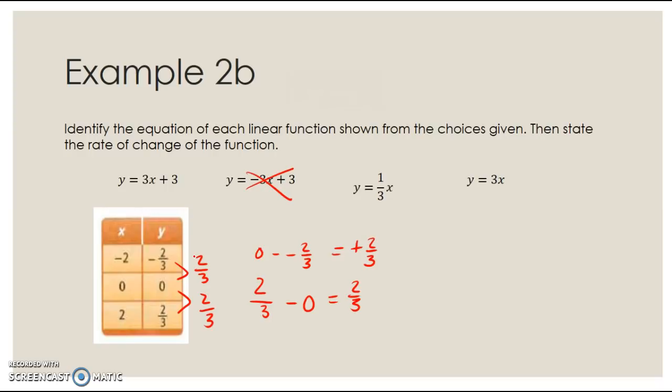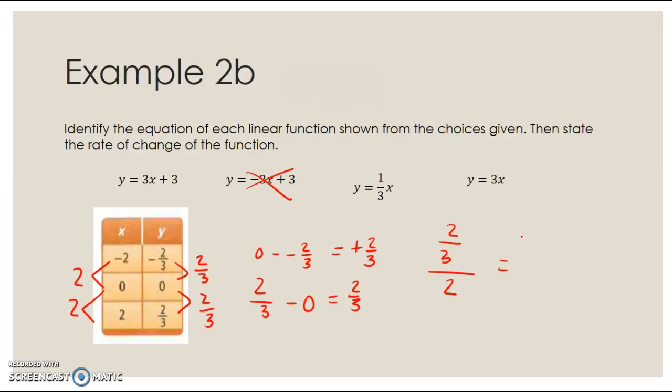But I cannot just look at my y's. I have to look at my x's as well. And so from -2 to 0, that's 2. And from 0 to 2, we added 2. And it's important to look at both of these because we have to set up our rise, which is 2/3, over our run, which is 2.